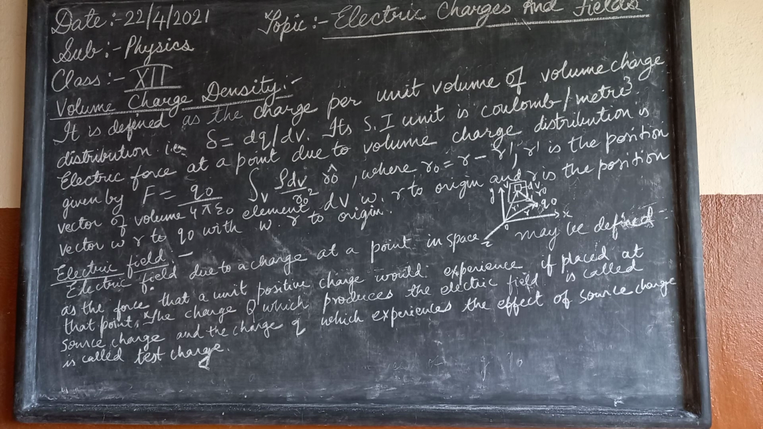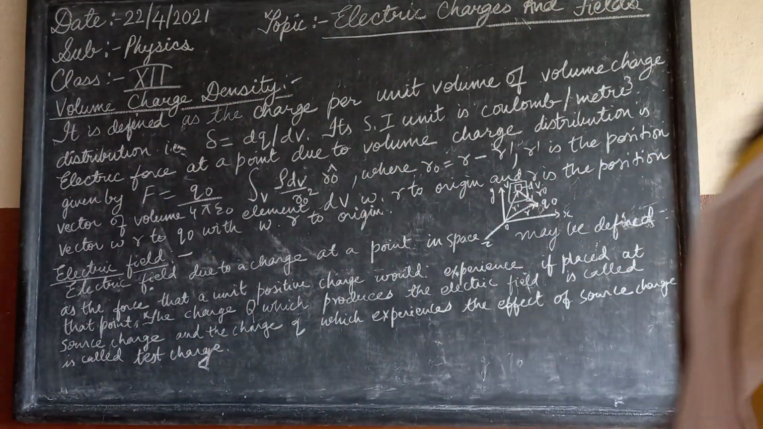The position vector of the q0 with respect to the origin itself. Now the electric field due to a charge at a point in the space.